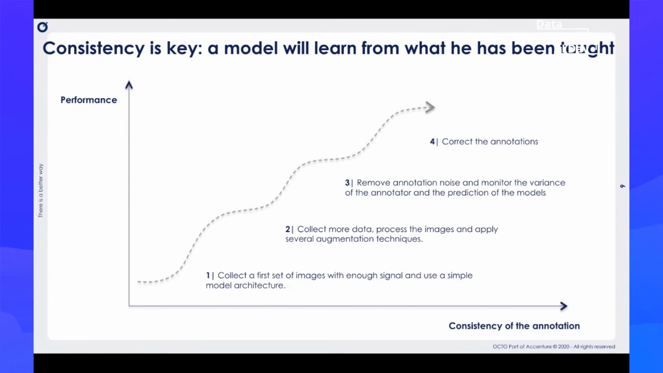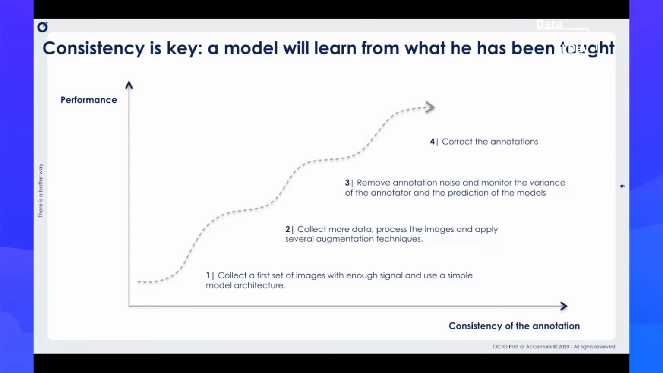A model will learn from what it has been taught. This is my conviction. It's not something magic. Deep learning is not magic. You take a CNN. Any architecture is a set of convolutional layers, but those layers will learn from the features that are in the data.